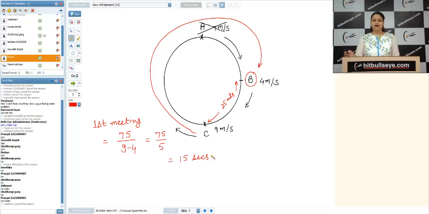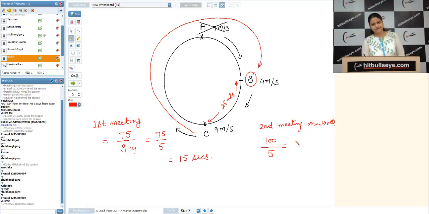Now after first meeting, what is the total distance to be covered for the next meeting point? That is 100 now, because at first meeting point they are together. So for second meeting onwards, 100 meter is the total distance to be covered. And what is the speed? It will be 9 minus 4, again 5 relative speed, so 20 seconds. So only first meeting point will take 15 seconds, but after that it will be 20, 20, 20 always.